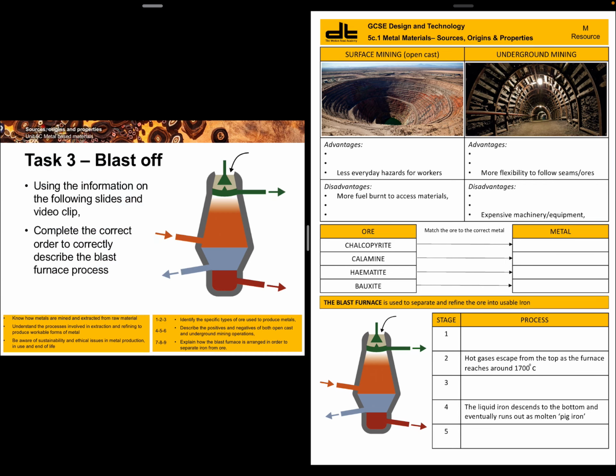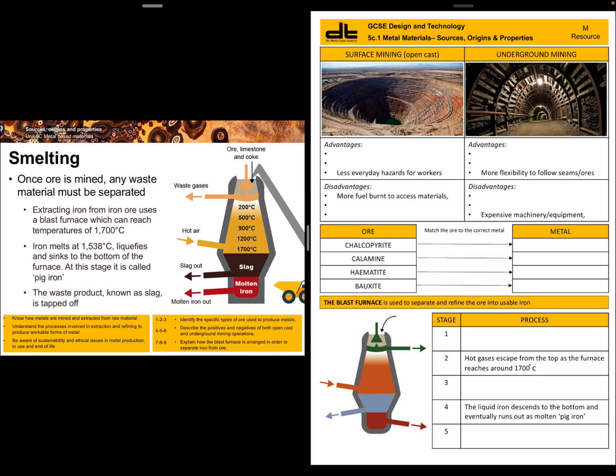Now, task 3 is to do with the blast furnace, which is the bottom of your sheet. Using the information on the following slides and the video clip, complete the correct order for the blast furnace process. The smelting process is once the ore is mined, you've got to separate all the waste away. You're going to get the ore, a bit of limestone, and a bit of coke, which is kind of not fully burnt coal, and it burns to a higher temperature.